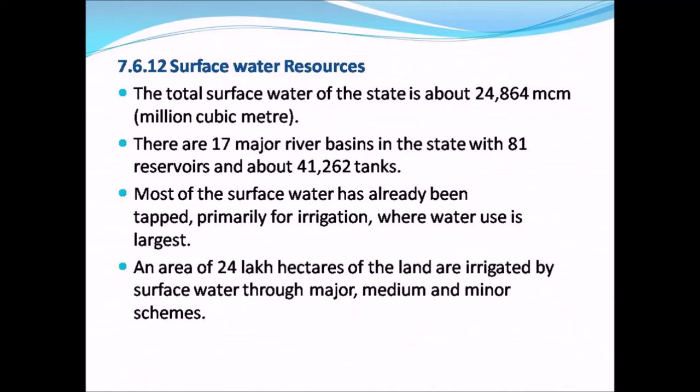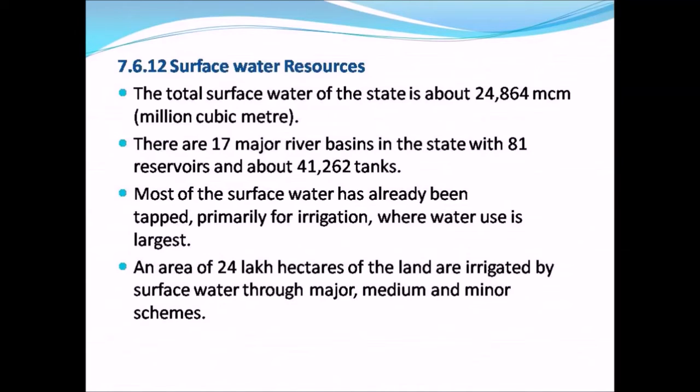Surface water resource. The total surface water of the state is about 24,864 million cubic meters. There are about 17 major river basins in the state with 81 reservoirs and about 41,262 tanks.